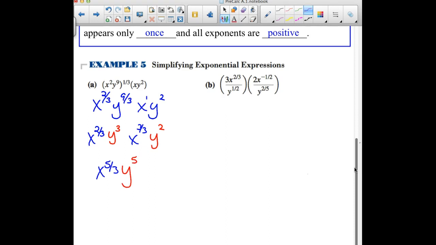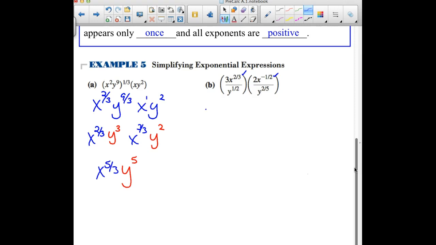All right, part B. Again, we have x's in two different spots. We'd want to put those together. We have y's in two different spots. They have different kinds of roots here. Here we have a cube root. Here we have a square root. So again, we have to think of getting those fractions to have common denominators.